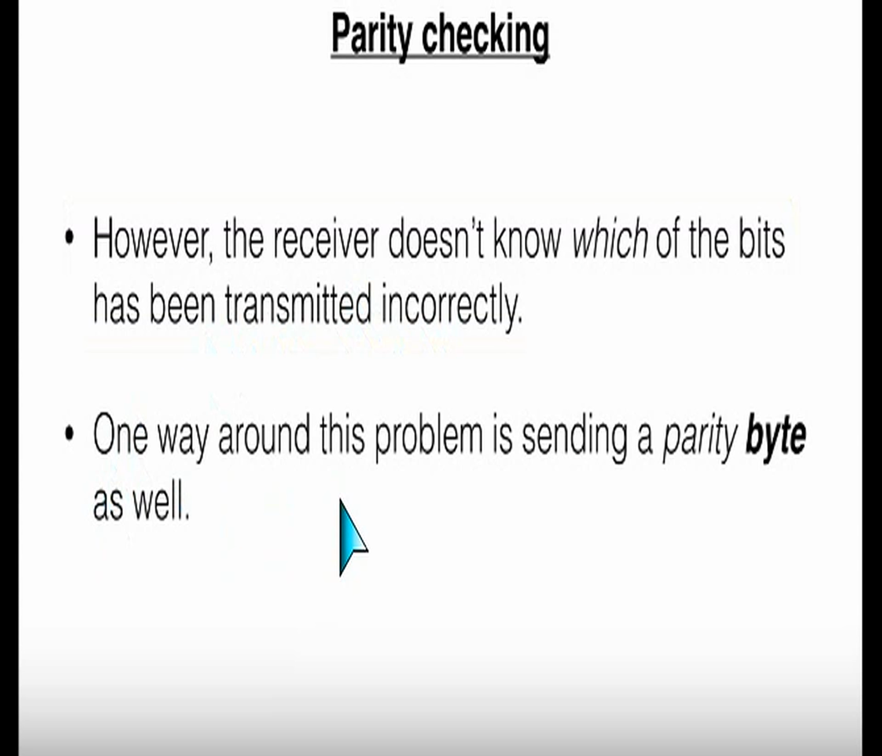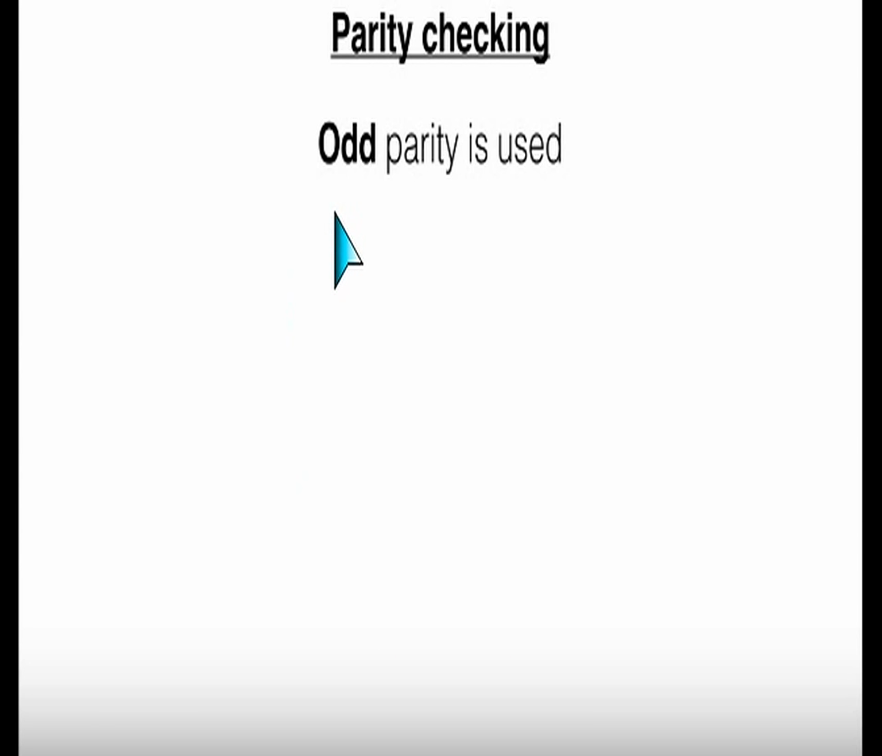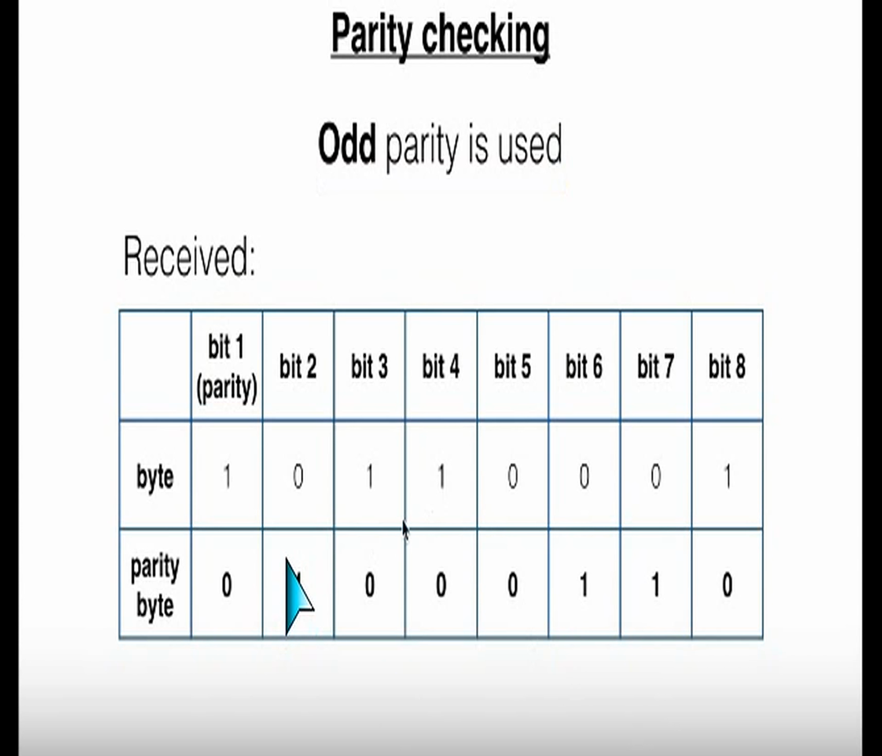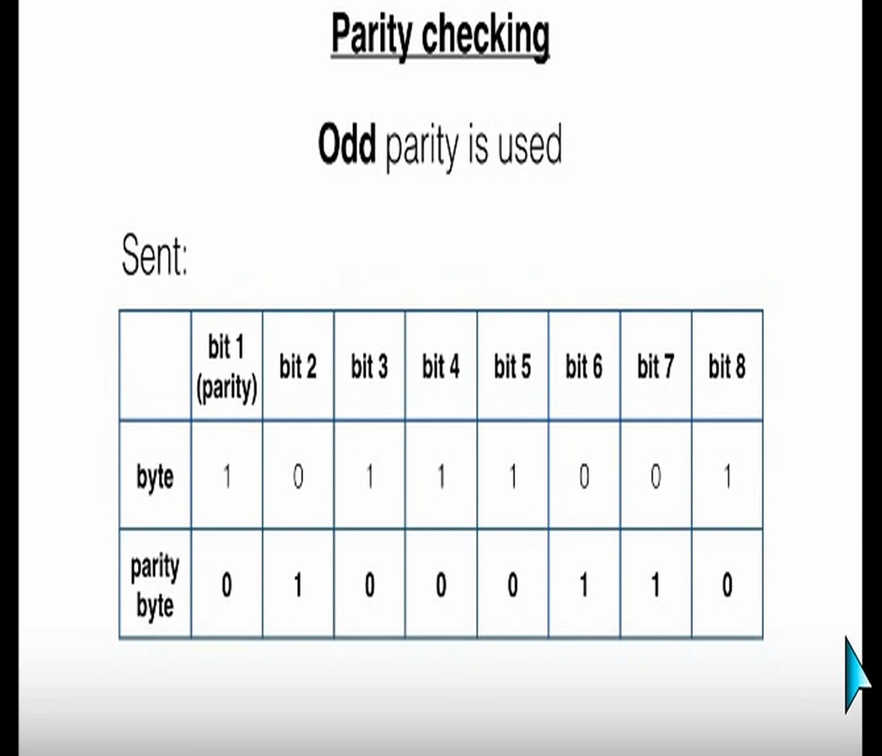One way around this problem is sending a parity byte as well. Using this method, blocks of data can be sent. Odd parity is used here, so a parity byte is sent along with the byte being sent. And of course, this is the parity bit of this byte. I've made the parity byte stand out. So this was sent, but this was received. So where was the error? Let's look at the sent one, just to get a better idea.